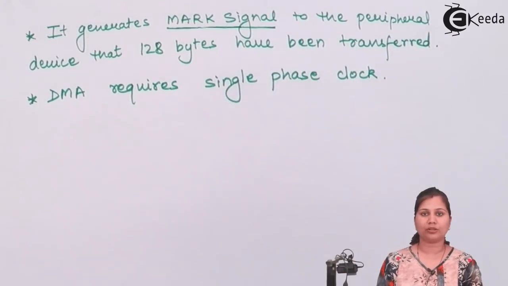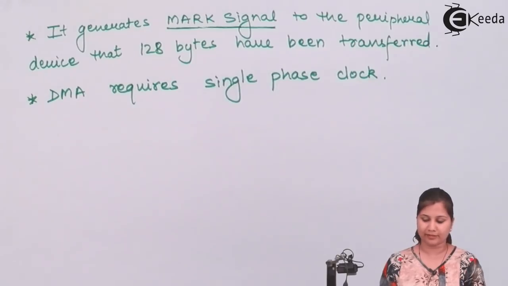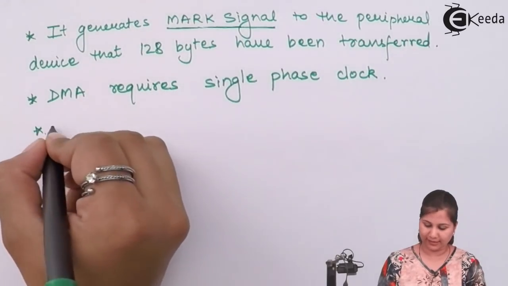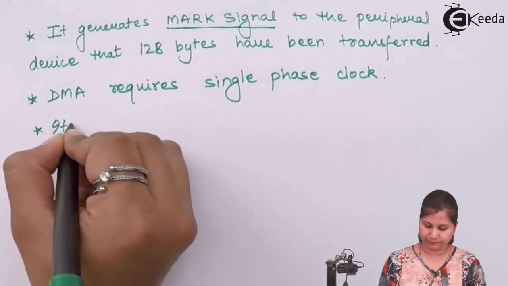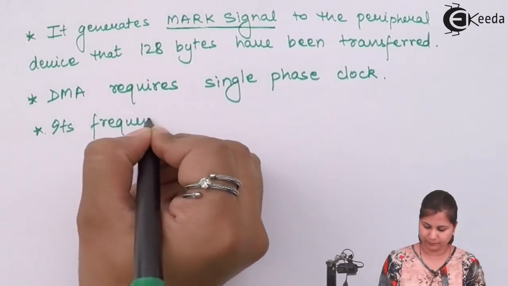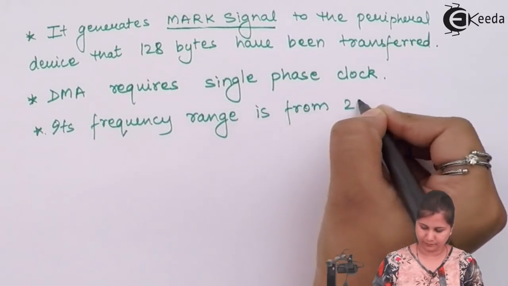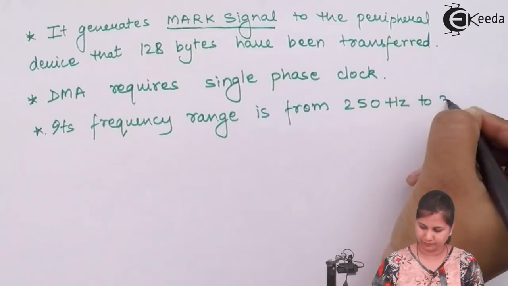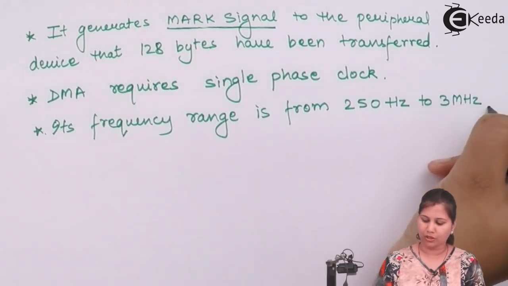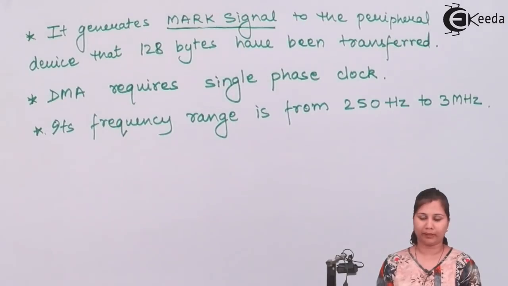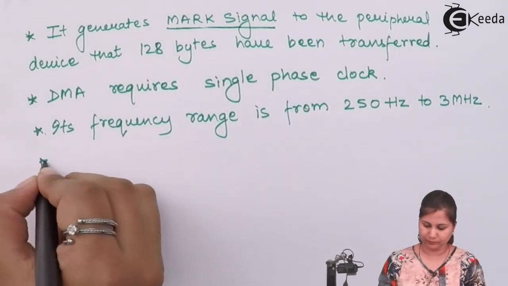The DMA controller requires a single phase clock, and its frequency range is from 250 Hz to 3 MHz.